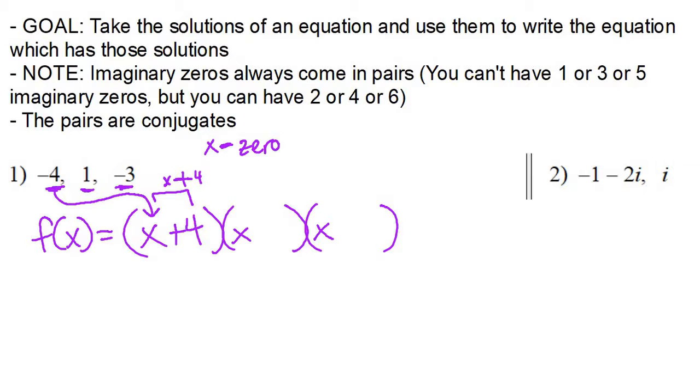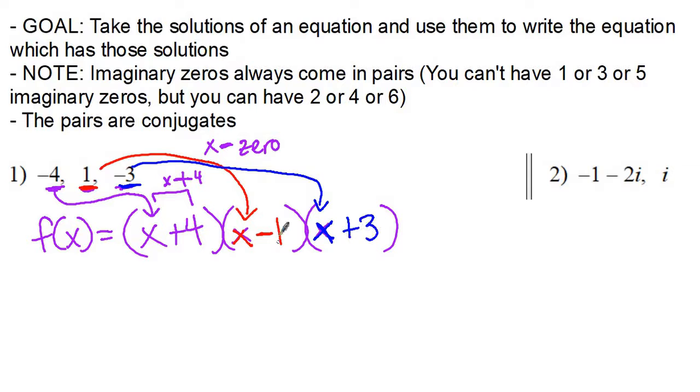Okay, same thing. If I take 1 and I plug it right here for x, what do I have to do with 1 to get 0? I have to subtract. It's x minus 1. And then finally, our last value is negative 3. If we take negative 3 and plug it in, what would you have to do there? You have to add 3 to make 0. So this is our function.